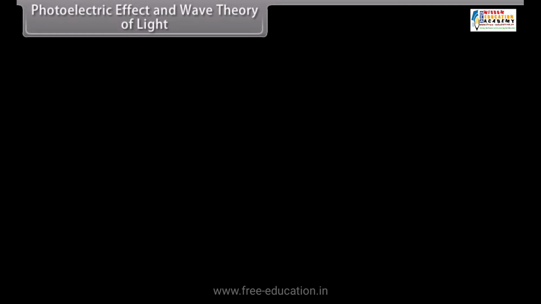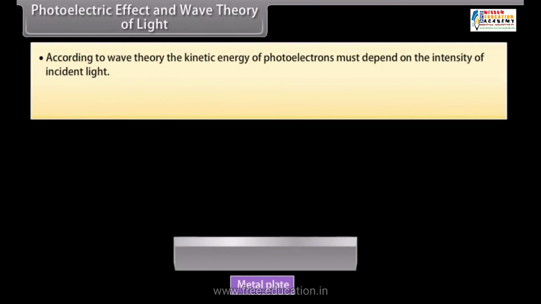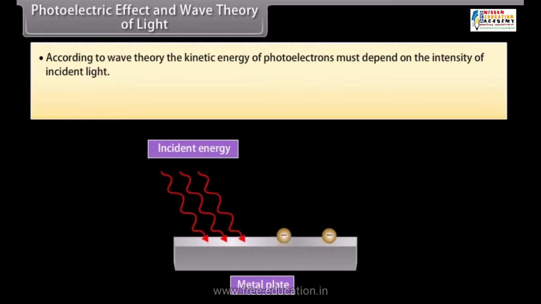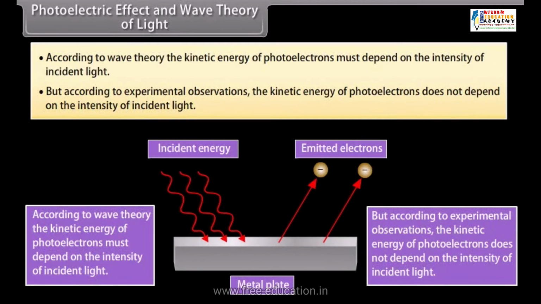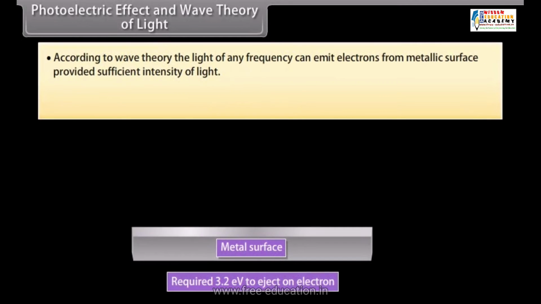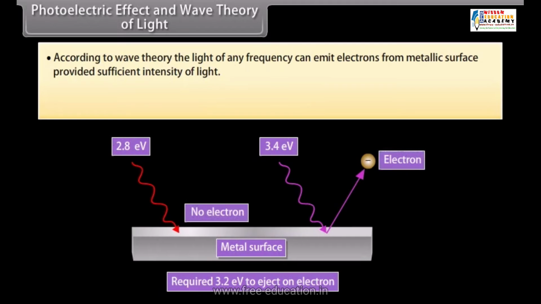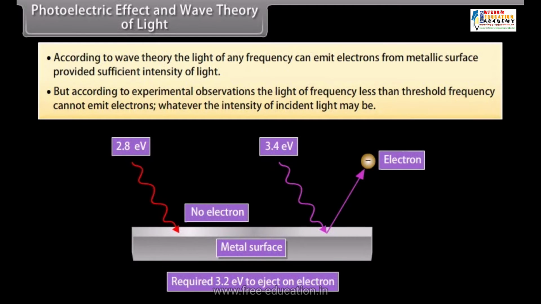Photoelectric effect and wave theory of light. According to wave theory, the kinetic energy of photoelectrons must depend on the intensity of incident light. But according to experimental observations, the kinetic energy of photoelectrons does not depend on the intensity of incident light. According to wave theory, light of any frequency can emit electrons from a metallic surface provided the light has sufficient intensity. But according to the experimental observations, light of frequency less than threshold frequency cannot emit electrons, whatever the intensity of incident light may be.